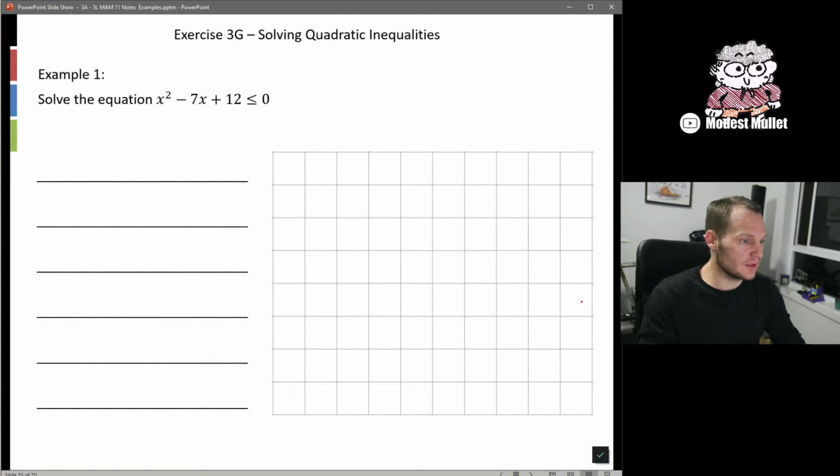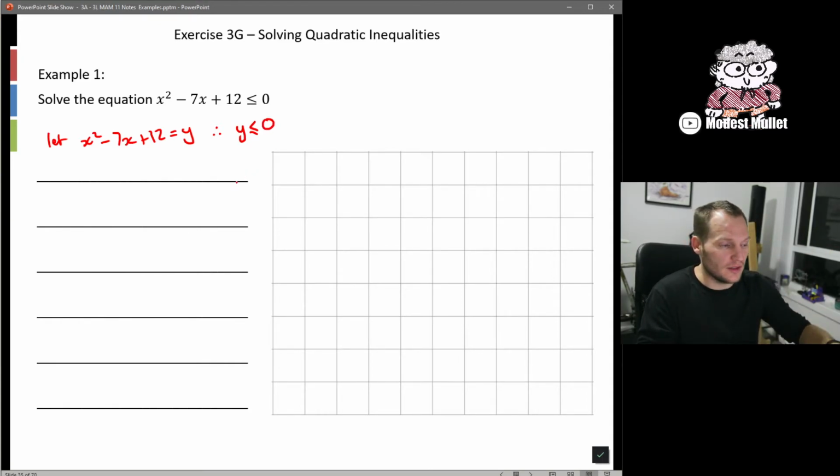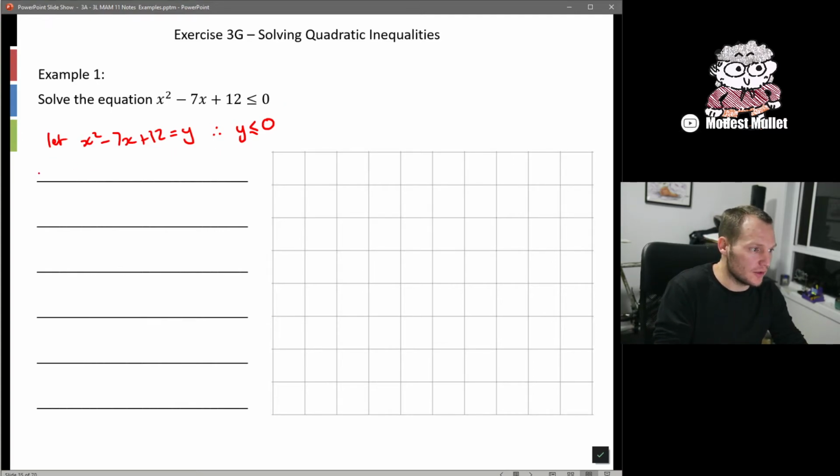So I'll do this example quickly to have a go. So I'm still going to let it equal to 0 so I can sketch the graph. So let's start with let x squared minus 7x plus 12 equal to y. Okay? So therefore I'm asking, when is y in this case less than or equal to 0? So this time we want y values that are negative because we want them less than or equal to 0. What are the x values that make that occur?